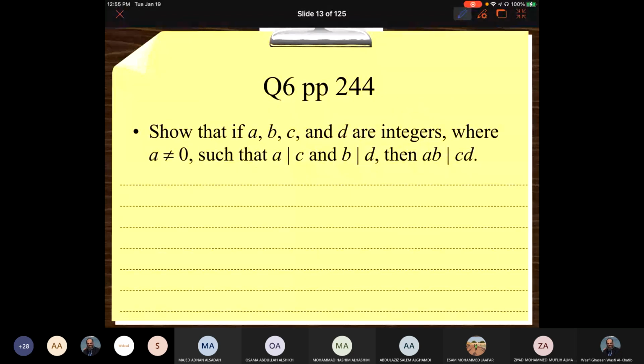Okay, right. Now for question 6, show that if A, B, C, D are integers where A is not equal to 0, such that A divides C and B divides D, then AB divides CD. What do you think is the best way to prove this? I believe we will use the same theorem, but the third part of it. The third part of it? How are you going to use the third part of it?